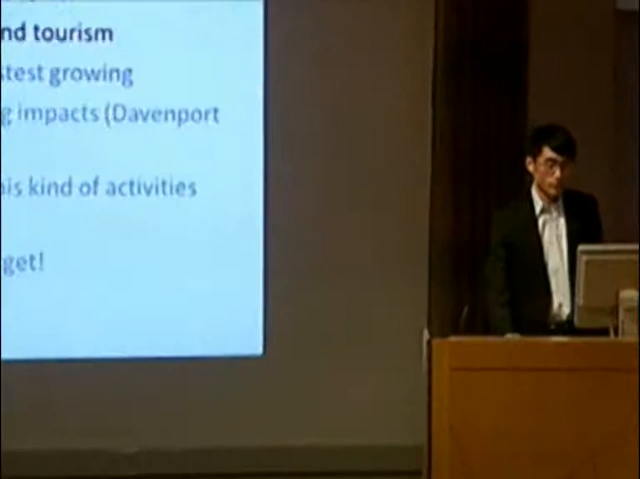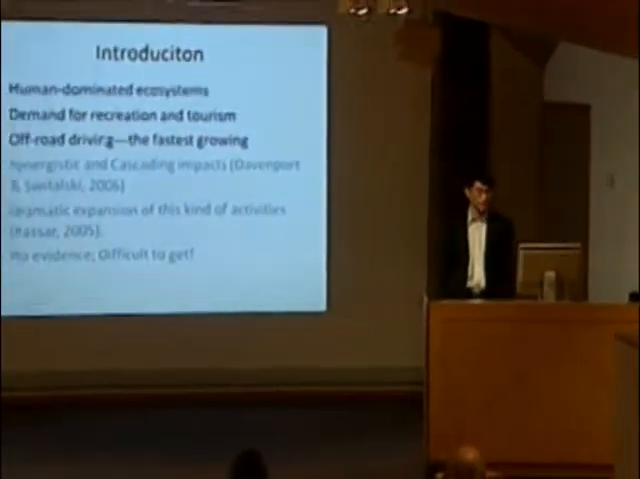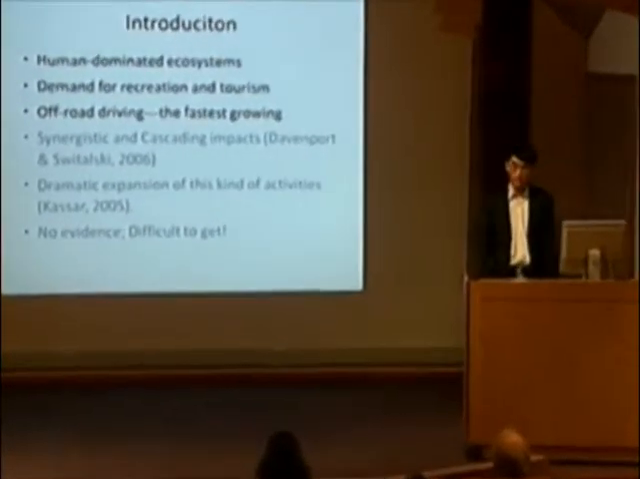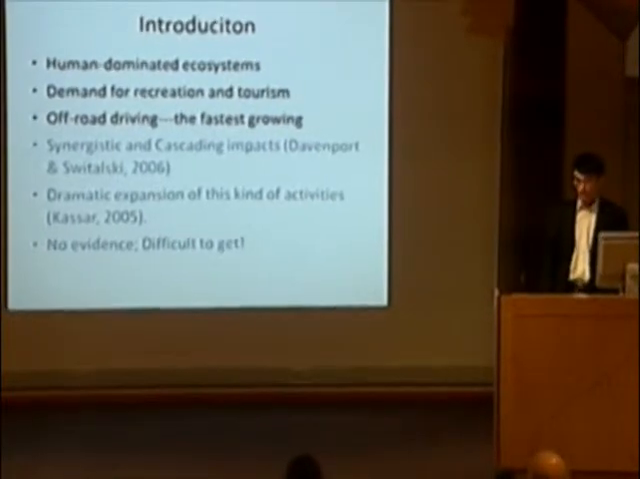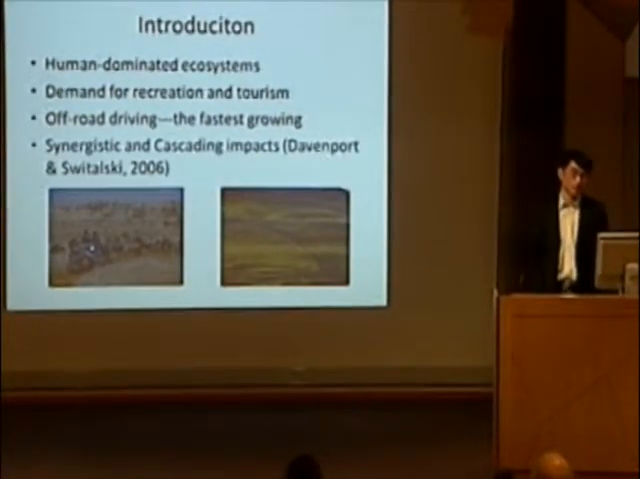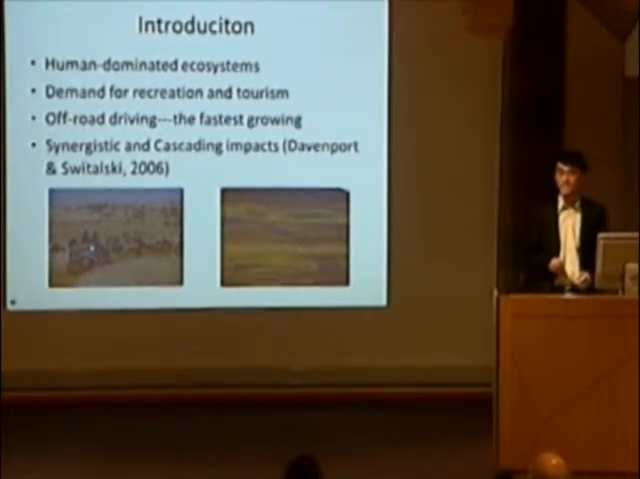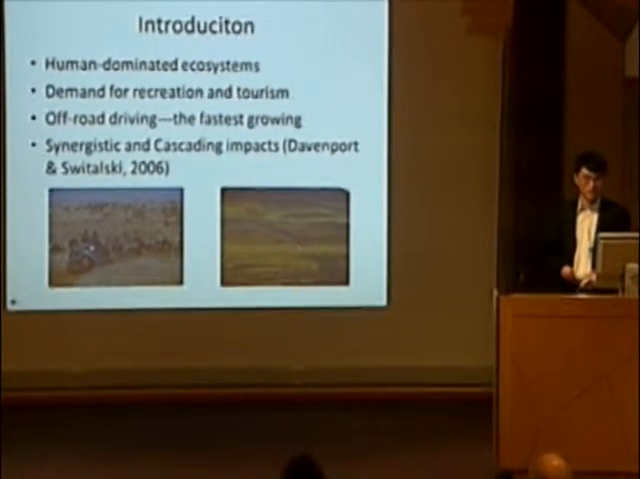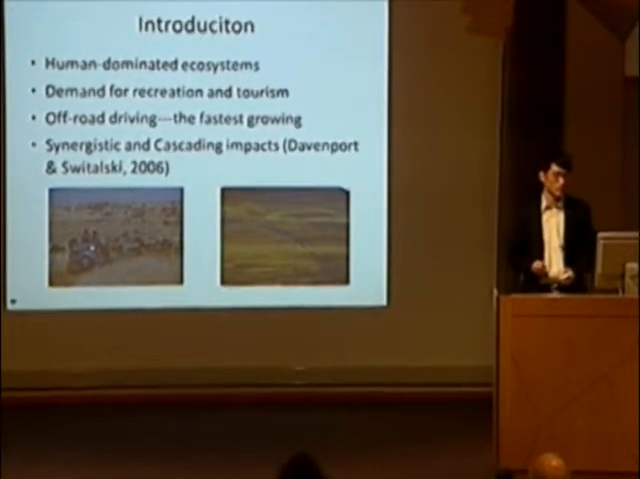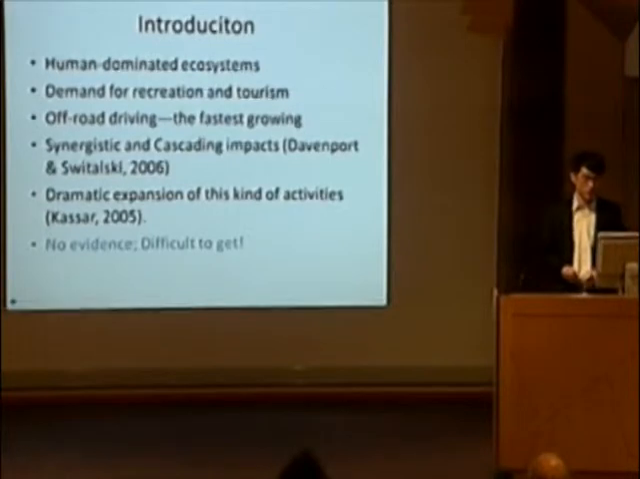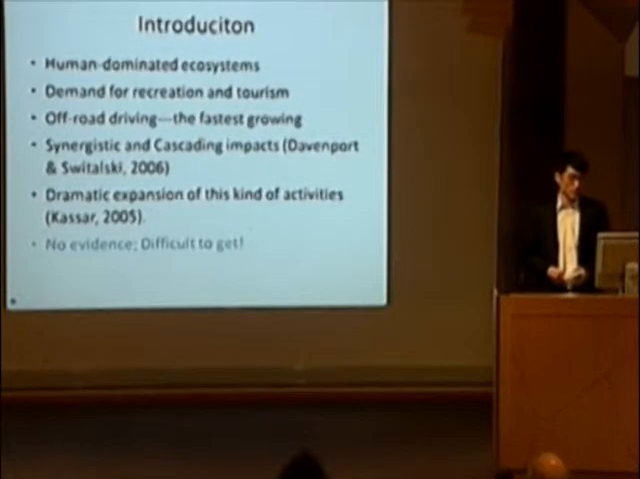The demand for recreation and tourism keeps increasing recently, and it may also affect our ecosystems. One of the fastest growing activities is off-road driving. It has been reported that it has very synergistic and cascading impacts on the ecosystem, especially when the ecosystem is very vulnerable, like in Iceland. It may take hundreds of years to recover by itself, or never. It may also affect the habitat in the savanna system.